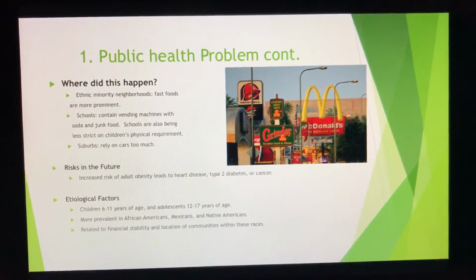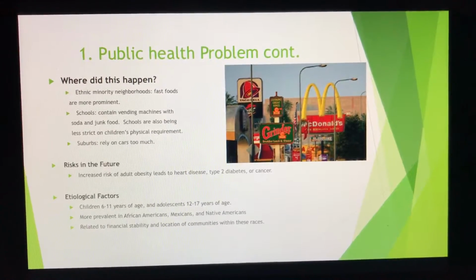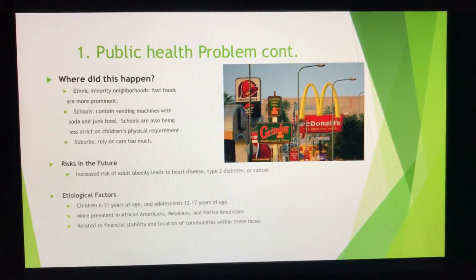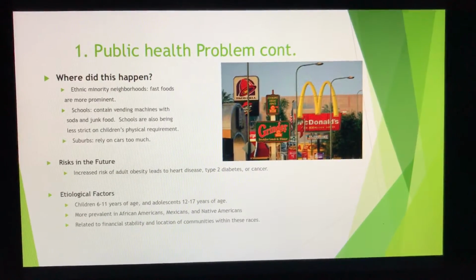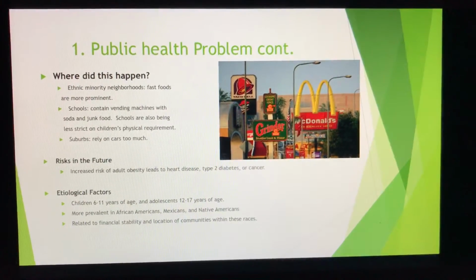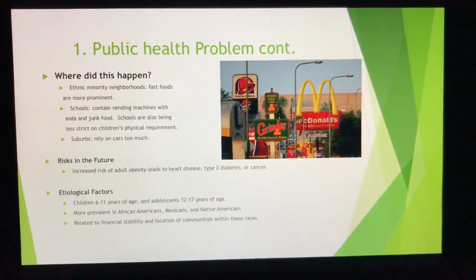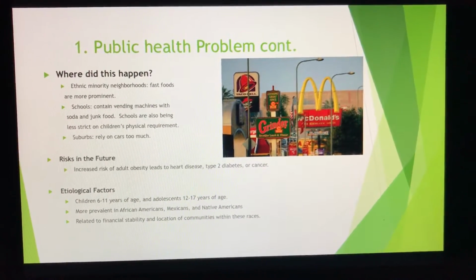So, public health problem continued. So, child obesity is more prevalent in ethnic minority neighborhoods. And the reason for this is because fast foods are more prominent within these neighborhoods. As depicted in this image, you can see McDonald's, Taco Bell, Pizza Hut in the background.